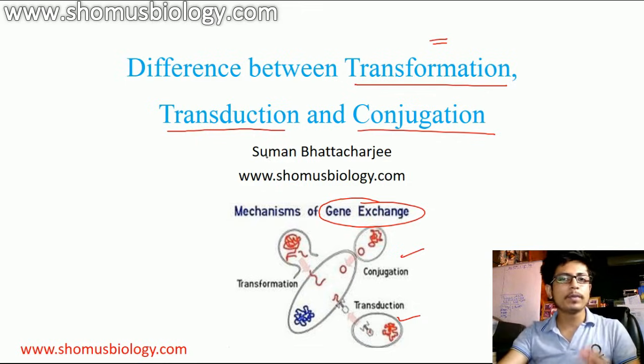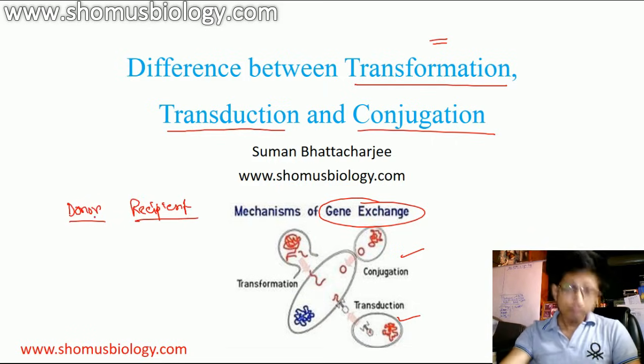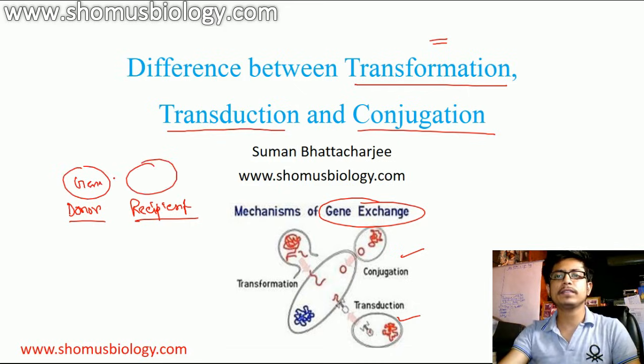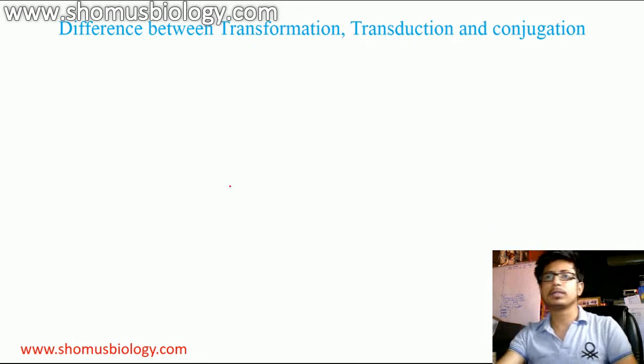Now in all these types of gene transfer, there are two types of organisms involved. One is the donor, another one is the recipient. Donor provides the gene, recipient receives the gene. In all these three cases this is true. Now let's talk about the difference on the major scale.